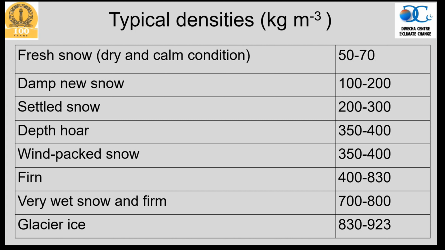If it is settled snow, that means fresh snowfall has taken place, and over a period of time the crystal size of the fresh snowfall will change. We will see that later on. Over a period of time, because of compaction, it settles down and its density increases to 200 to 300 kilogram per meter cube.